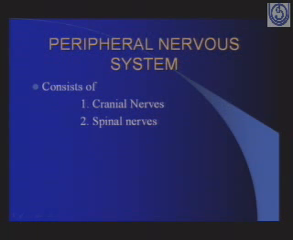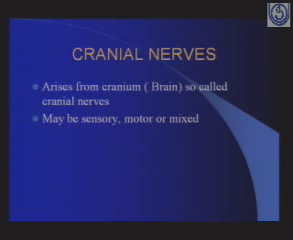After we have discussed the central nervous system, we will discuss the peripheral nervous system. It consists of 2 parts, cranial nerves and the spinal nerves. Cranial nerve nuclei are situated within the brain, and that's the reason the nerve fibers of these nuclei are known as cranial nerves. And the spinal nerves are also part of the peripheral nervous system. The cranial nerves arise from the cranium or brain, so they are called cranial nerves. They may be sensory, motor or mixed.